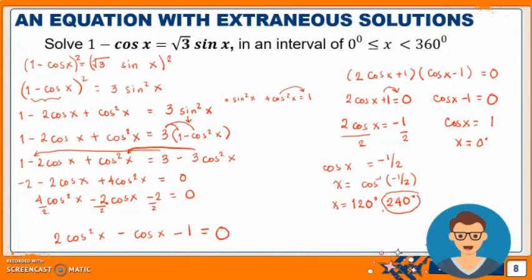Thus, the only solutions in the interval x is greater than or equal to 0 degrees but less than 360 degrees are x is equal to 0 degrees, and the other one is x is equal to 120 degrees. So it's better to check for extraneous solutions before we conclude whether they are part of the solutions or not. Let's proceed to example number 4.